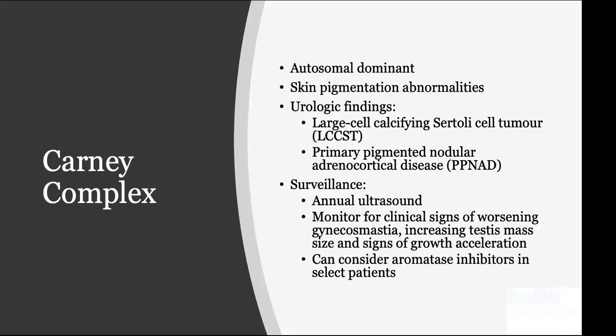Carney complex is another autosomal dominant condition, which shows skin pigment abnormalities. These patients can have urologic problems, including large cell calcifying Sertoli cell tumors and primary pigmented nodular adrenocortical disease, or PPNAD. They should also undergo surveillance in conjunction with endocrinology. And this should include clinical evaluation for worsening gynecomastia, increasing testis mass size, and signs of growth acceleration. If they start to experience some of these things, especially growth acceleration, we should definitely consider treatment in order to not cause growth retardation later in their growing years. However, some patients, if they have small tumors and very minor clinical presentation, can be considered for aromatase inhibitors, which has shown some benefit in more recent literature.